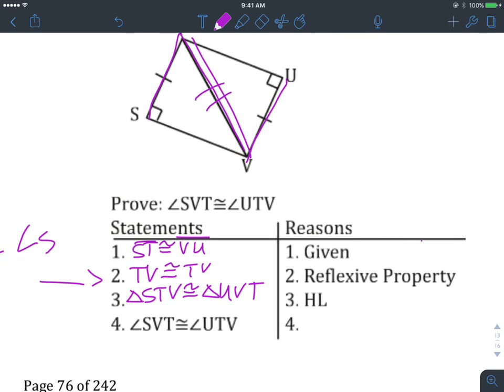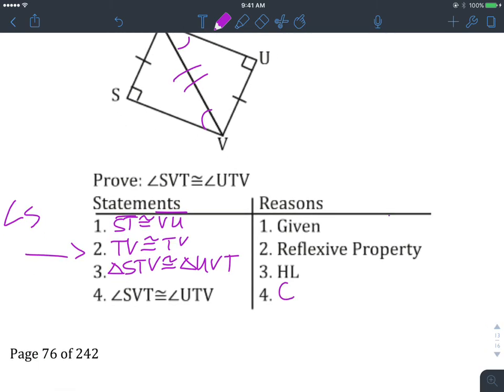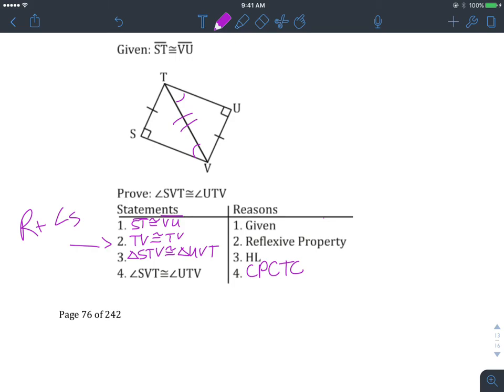All right. Therefore, once we know all that, then we can say the leftover angles. So let me kind of erase a little bit of this. SVT, that angle right there is congruent to UTV. Okay, so that is because of the leftover stuff. CPCTC. There you go.